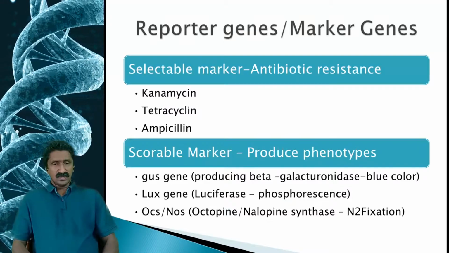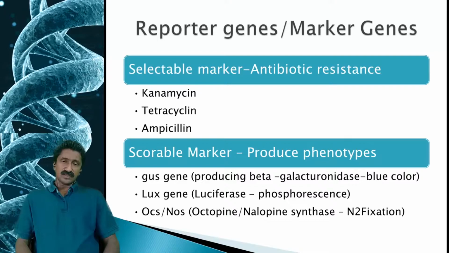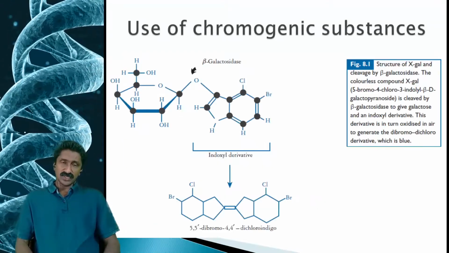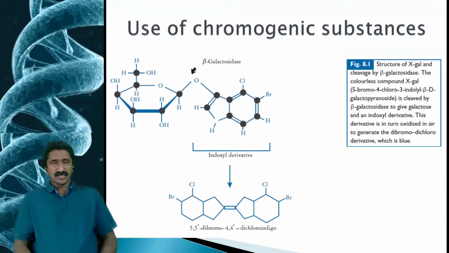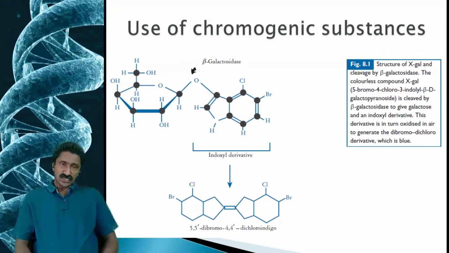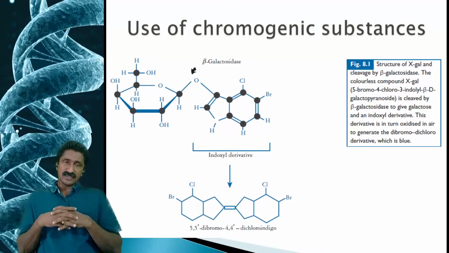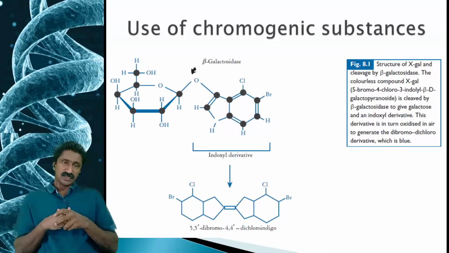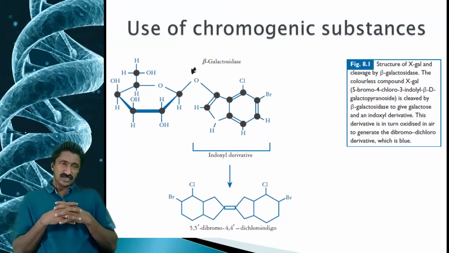So when we discuss the scorable markers, for example, take the case of the first one, the GUS gene, that is coding for the beta-glucuronidase enzyme. Here, this is a chromogenic substance, a standardly used chromogenic substance for such selection. And here we have X-Gal. X-Gal is actually a substrate for such beta-galactosidase production or beta-galactosidase based gene induction.